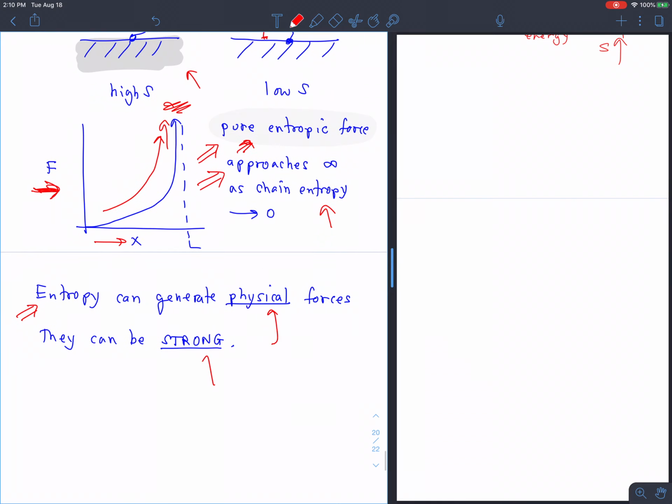And furthermore, that force can, in principle, at least ideally, go to infinity, which means that entropic forces aren't weak, ghostly things. They can be very strong. And in fact, we'll see many examples of very strong, essentially entropic forces and energies and so on as we go through the semester. All right.